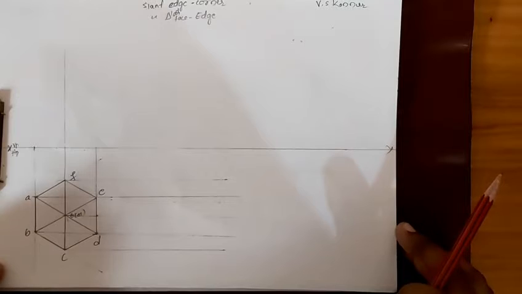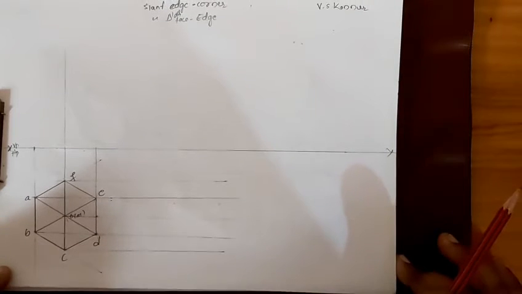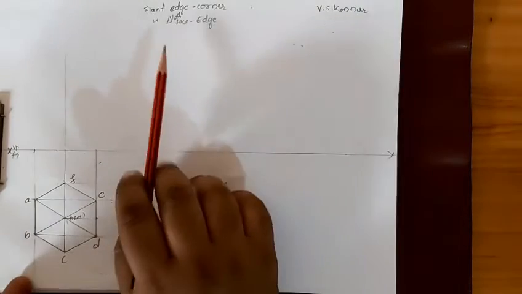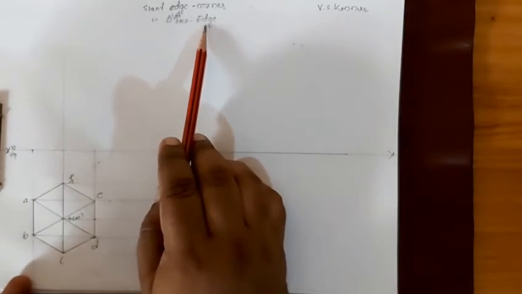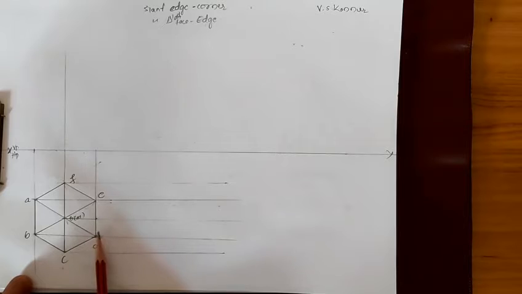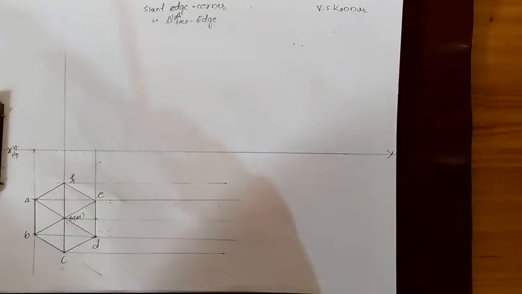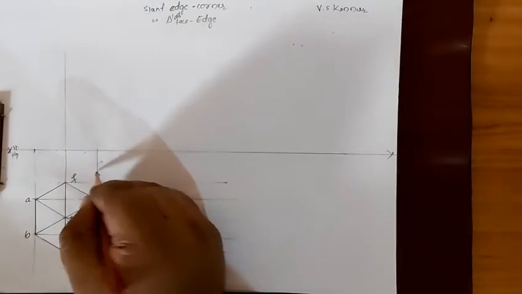Now in this problem, resting on one of its slant triangular faces means resting on an edge. In all solids, the edge should be on the XY line. Resting on a slant triangular face means the edge should be on the XY line. Now the height is given as 50 millimeter.